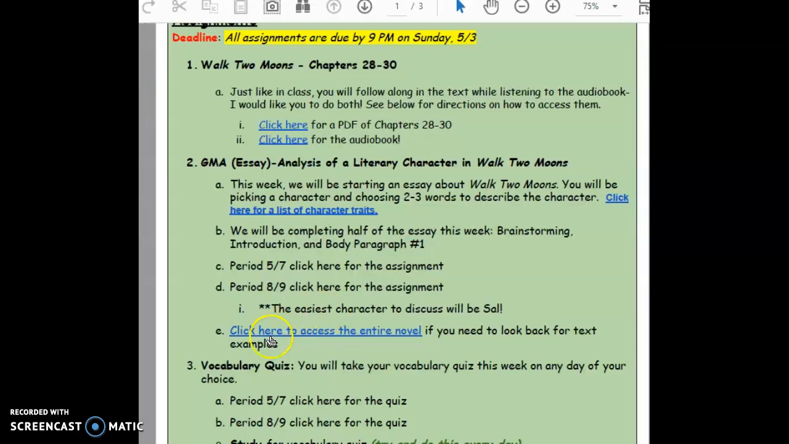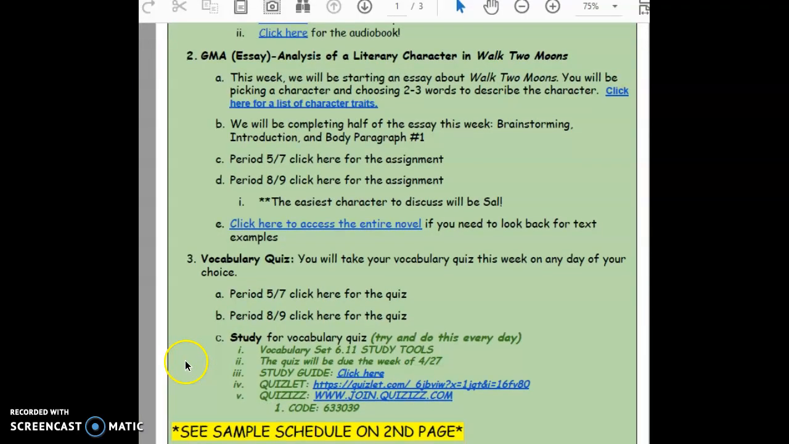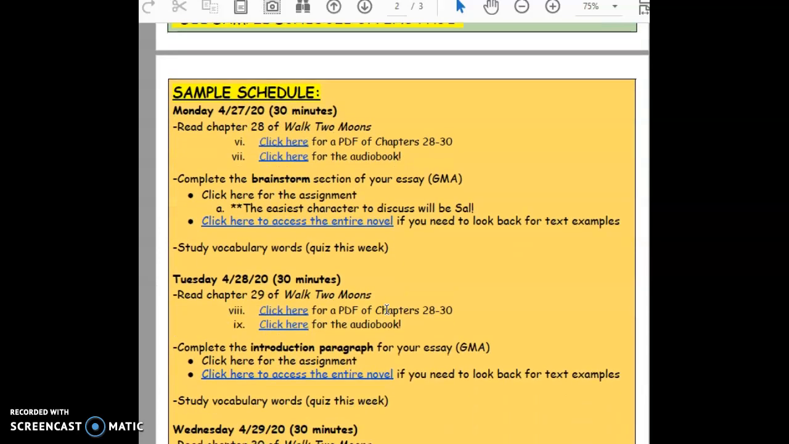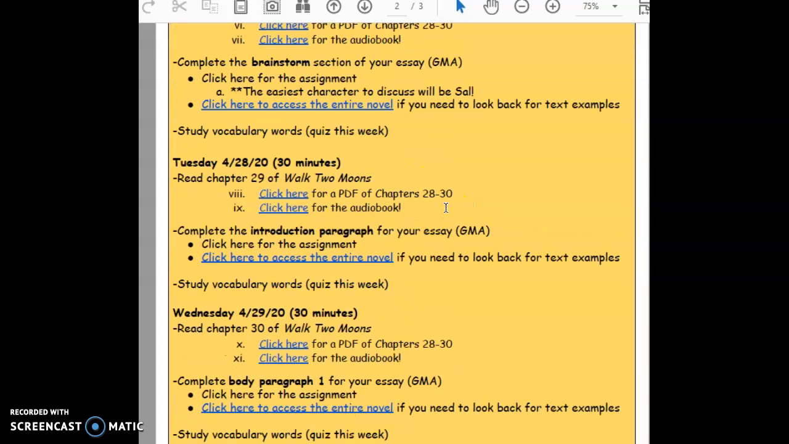All right, so the last assignment is you need to take your vocabulary quiz. And this will be under classwork in Google Classroom. The assignment's right in there for the Google form, and I'll link that up by the time you guys get this as well. All right, that's everything for this week, and you'll see I have our sample schedule here down below where I kind of break up things for you to do for each day.